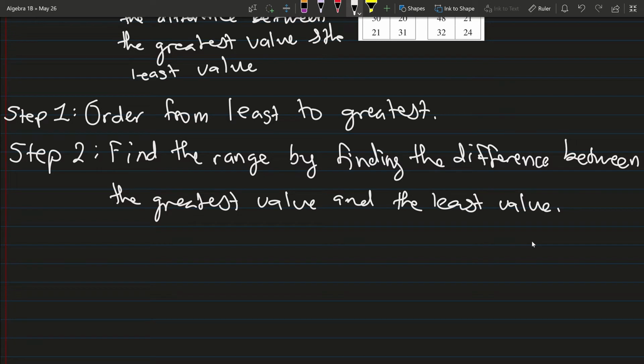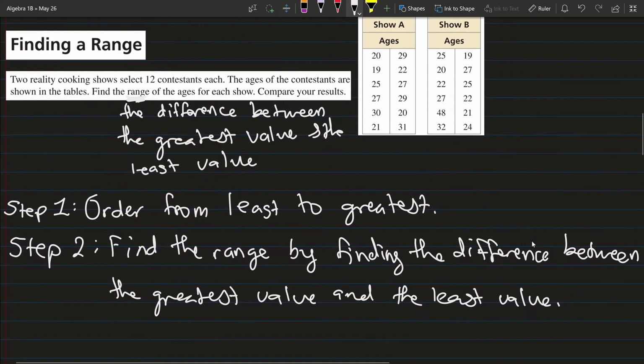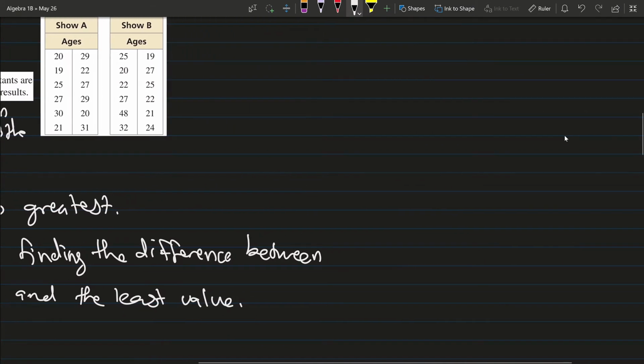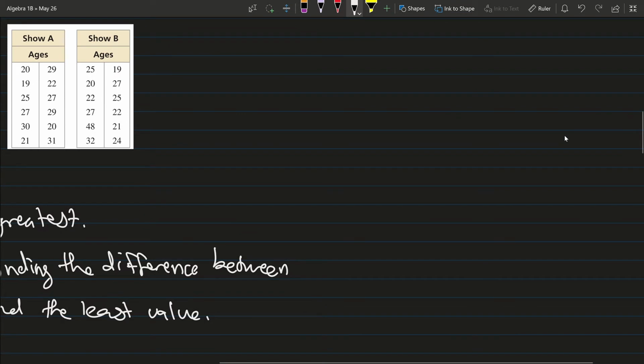All right, so let's go ahead and start this. Keep this in mind. Make sure you write this down because I won't have too much space to work here, so I'm going to have to move away from this. All right, so let's start with show A. Let's order this first, right? That is our first step. We need to order from least to greatest.